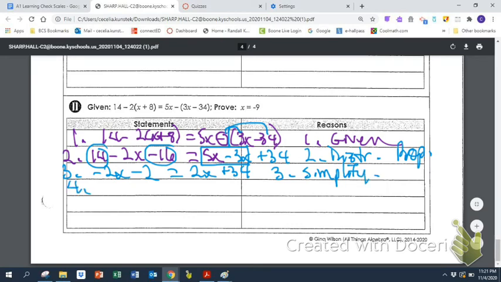On step 4, what's happening is we are going to do the subtraction property, okay? Because we are going to subtract 2x from either side. So we'll have a negative 4x minus 2 is equal to 34. We just subtracted this 2x from either side. That's how we got the negative 4x minus 2 is equal to 34. And that's our subtraction property.